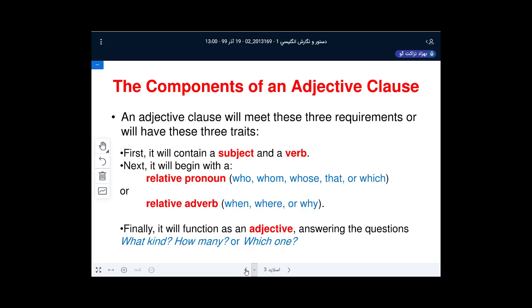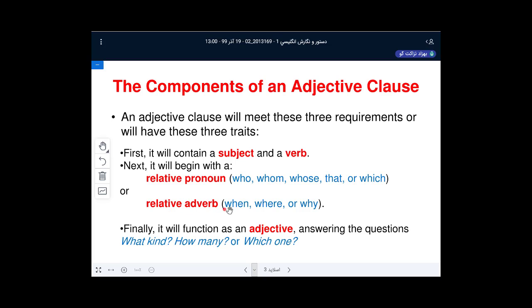Well, let's go with the components of the adjectival clause. Actually, there are three different traits when we are studying the adjectival clause. We have to see what these requirements are and how we can meet them. When we are analyzing a sentence, first we need to see whether there is a subject and verb. If there is, okay, it is a clause. Then we will see, is there any relative pronoun or relative adverb? So it shows that even relative adverbs can make an adjectival clause.